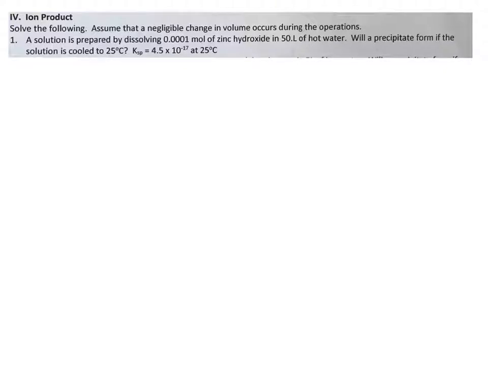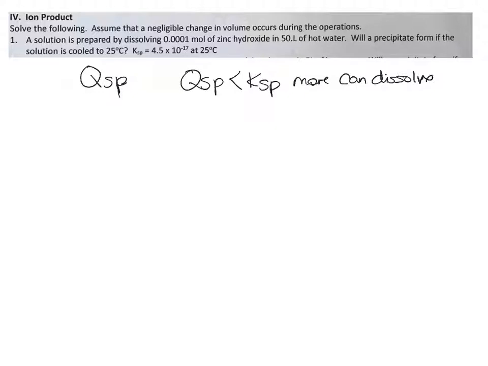Now going to our final section on this worksheet. In order to find if a solution is at equilibrium or not, we're going to use a Qsp value in the same way we did Q values for regular Keq equations. This is a type of Keq equation, so we can use a Qsp. Keep in mind that if the Qsp is less than the Ksp, then more can dissolve. It is an unsaturated solution.